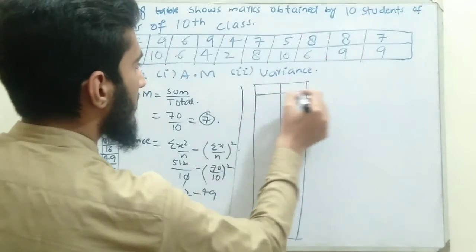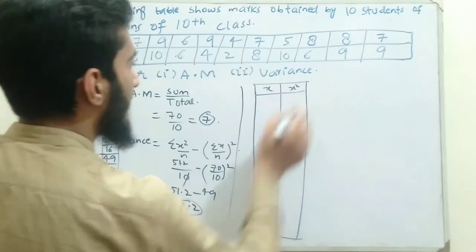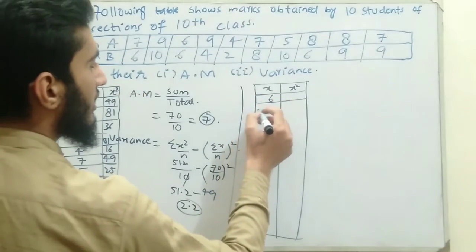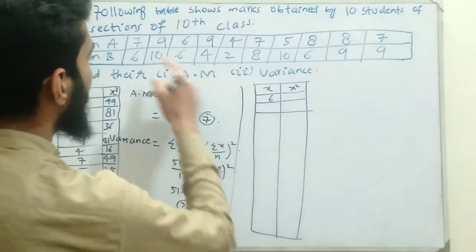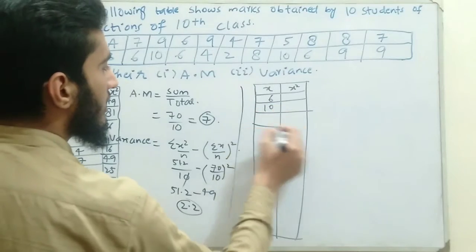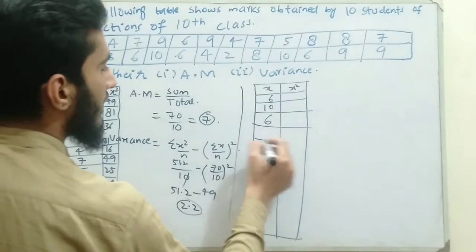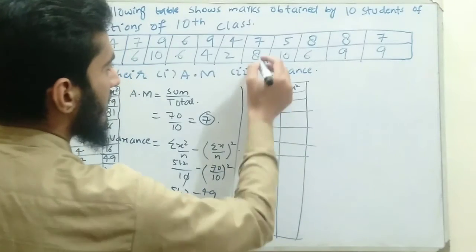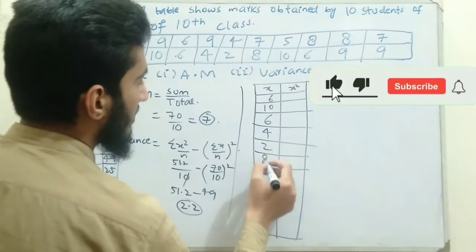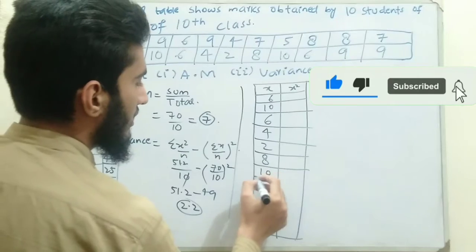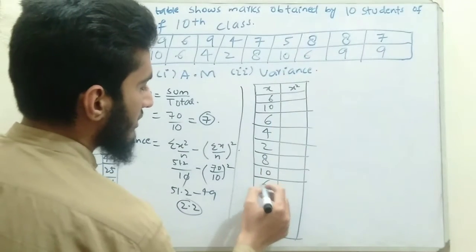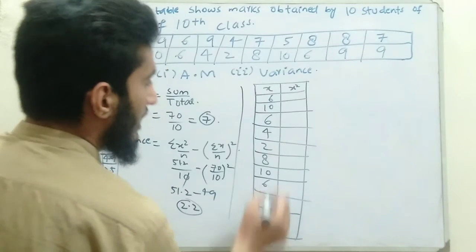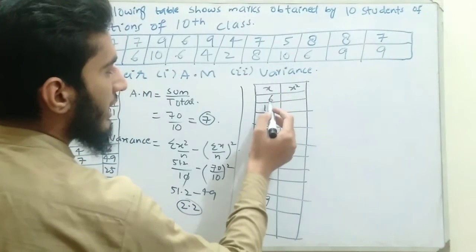Here we take the value of x and here the value of x square. Our first x value is 6 for section B, the second value is 10, the third value is 6, the fourth is 4, the fifth is 2, the sixth is 8, the seventh is 10, the eighth is 6, and after this we have 9 and 9. Now here is x square, so it means we will be squaring these values.